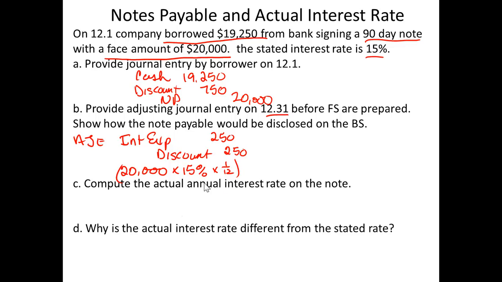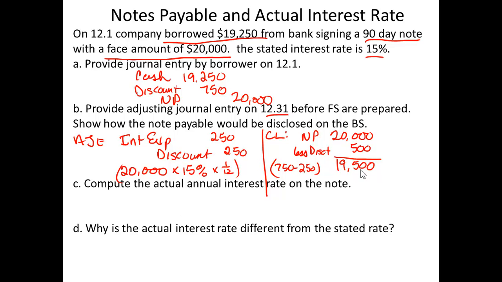The second part of this is show how the note would be disclosed on the balance sheet. Well, in the current liabilities section, we would show note payable for $20,000 less the discount that remains. Notice we started at $750. We've converted $250, so the discount that remains is $500 at end of the year. So the note's going to show up on our books at $19,500.